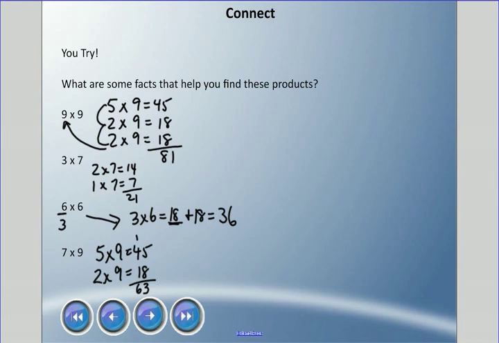So there's a few different options. Again, we're just taking some facts that we know, and we're breaking up the facts that we don't know into parts that we do know, and then we're just adding the answers together.